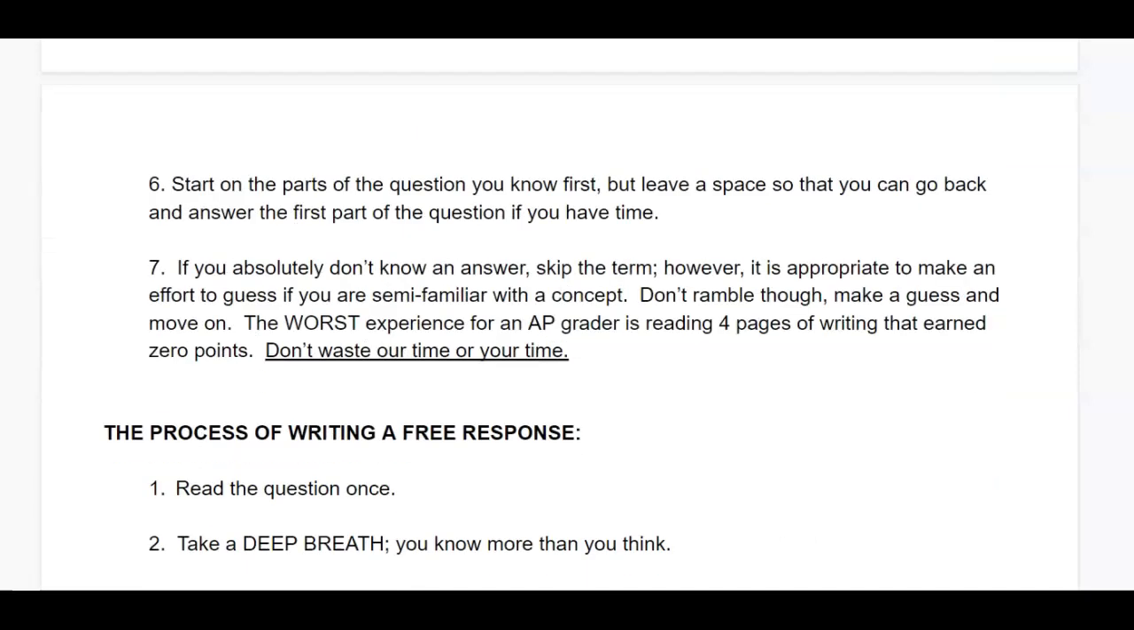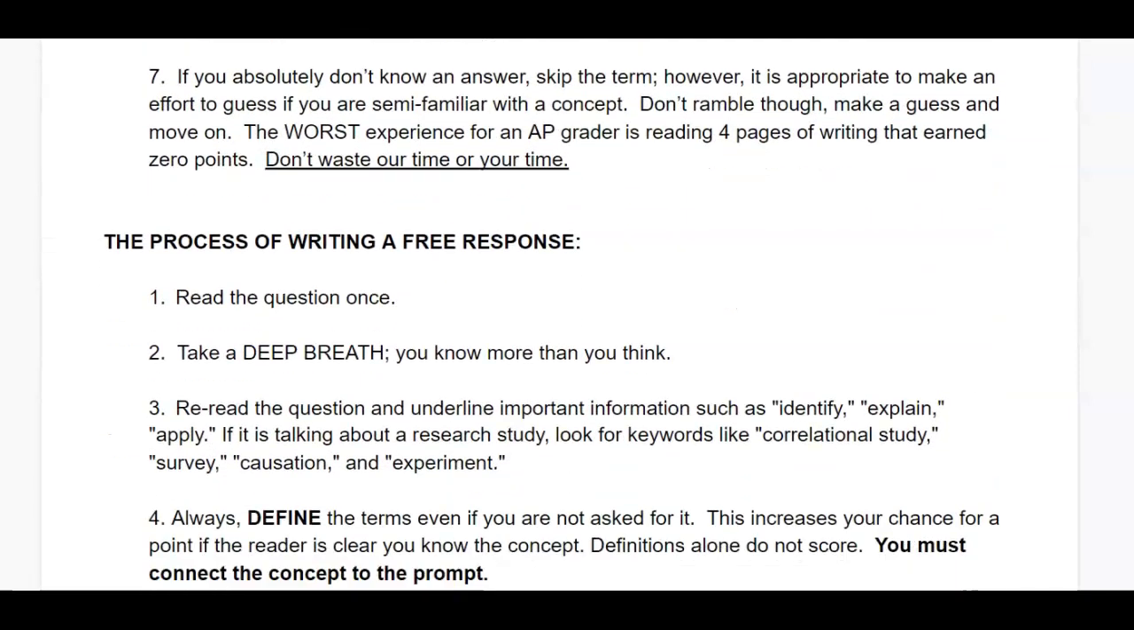So here's the process of writing a free response. Read the question once, take a deep breath, you know more than you think. Then reread the question and underline, annotate. This is important because a lot of times people miss those key words. I do encourage you to reread the question and annotate.